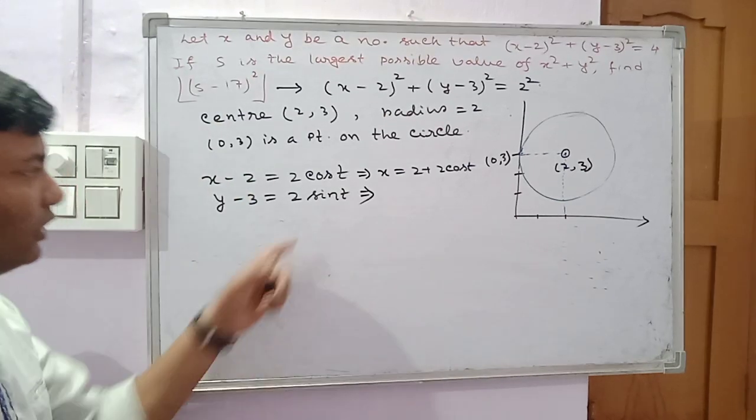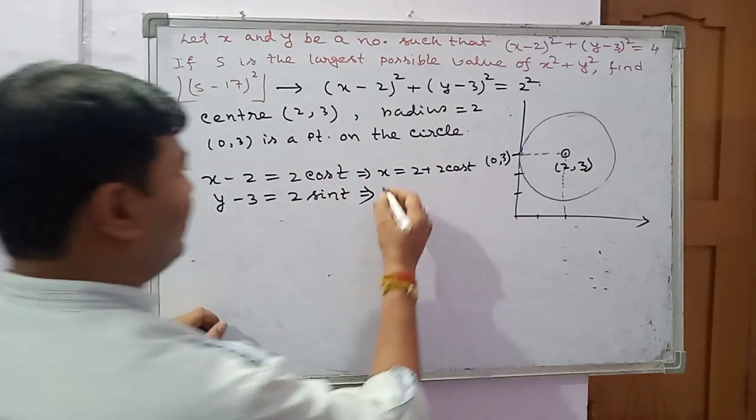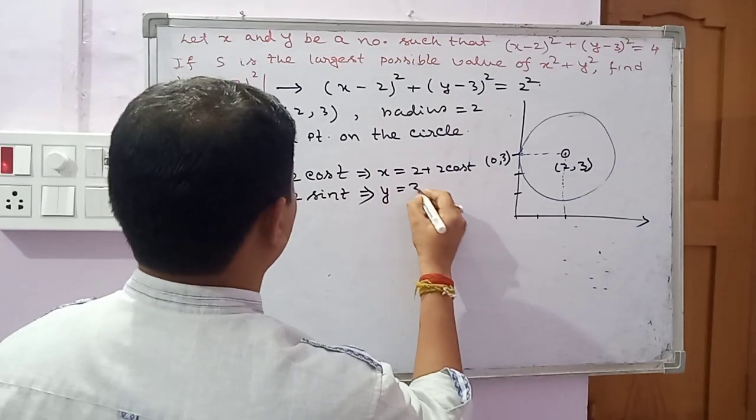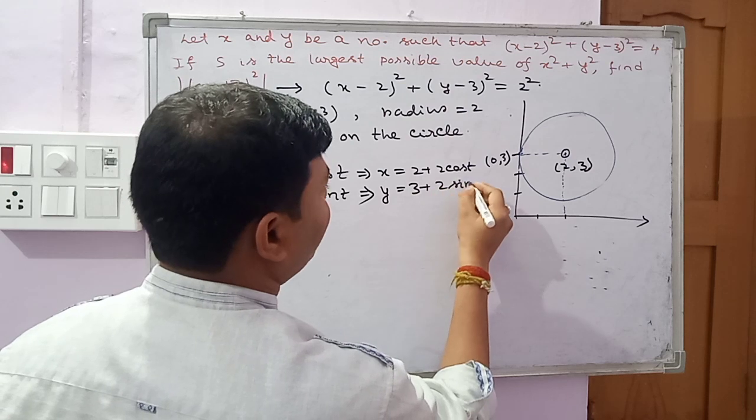So y minus 3 equals 2 sin t. From here we get y equals 3 plus 2 sin t.